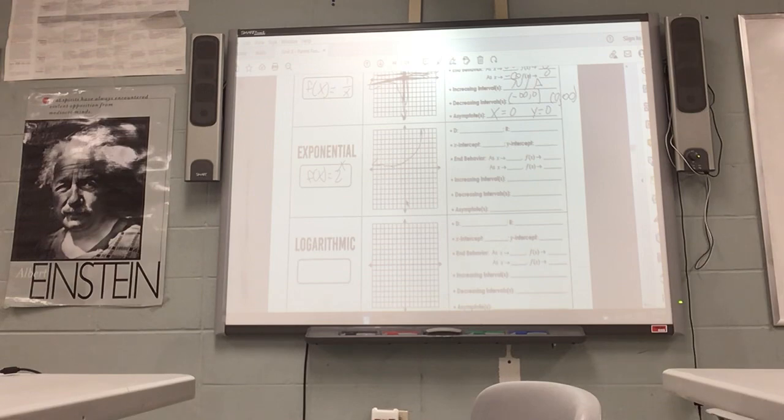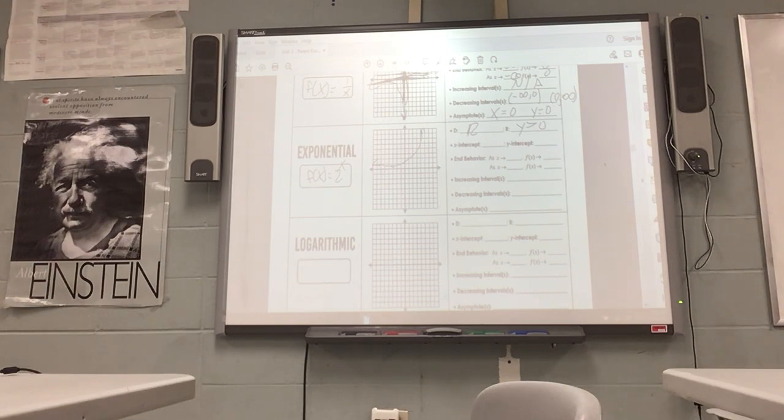Okay, so domain, obviously from the left forever. Is it going to keep going to the right forever? Yes, all real numbers. Range, it's going to keep going up forever, but it's not going to go down forever. And it's also not going to touch 0. So it's not y is greater than or equal to 0. It's just y is greater than 0.